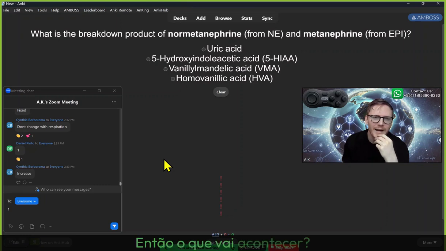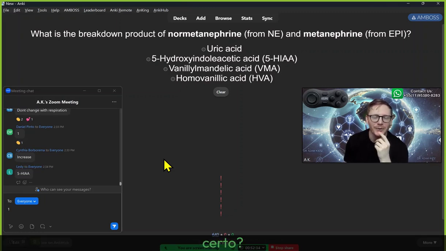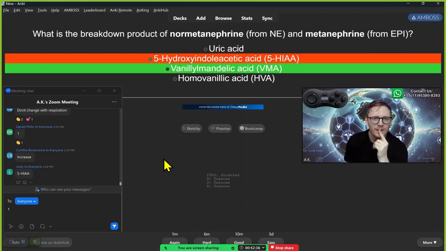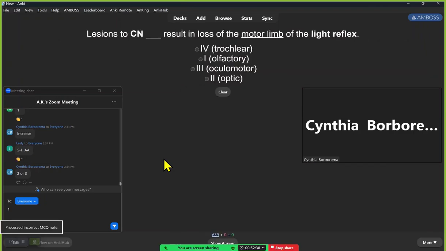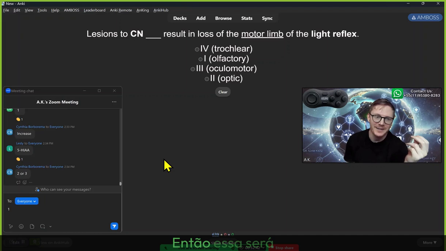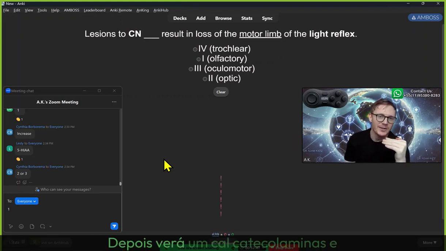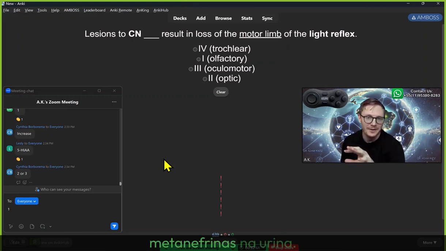So what's going to happen? What is the breakdown product? Yeah, exactly. That's going to be in the urine. So 5-HT is actually serotonin, and that's going to be your carcinoid syndrome. So you're going to see catecholamines and metanephrines in the urine.